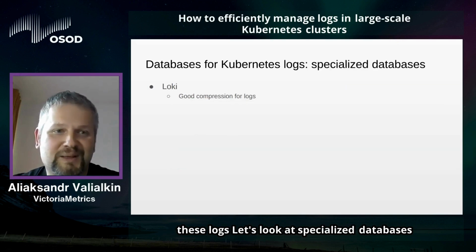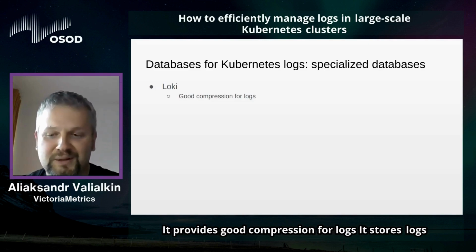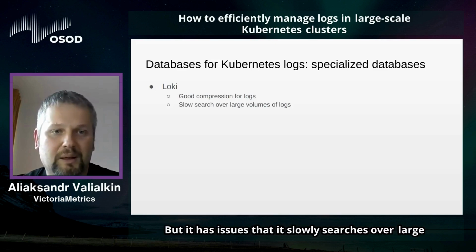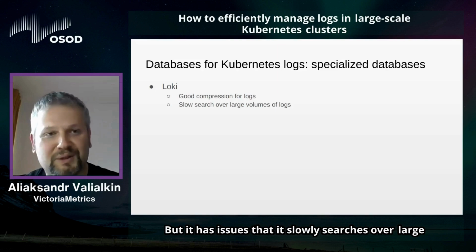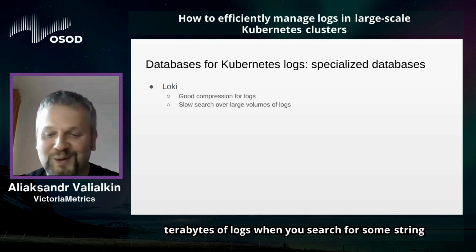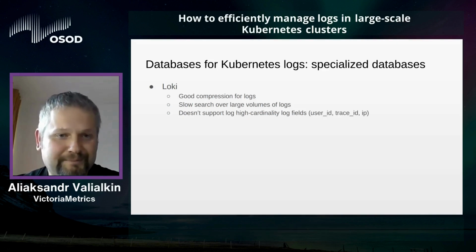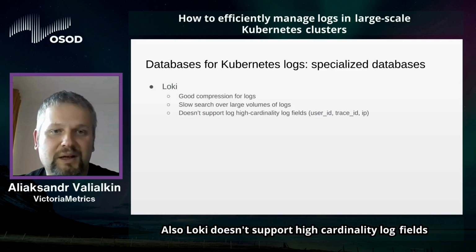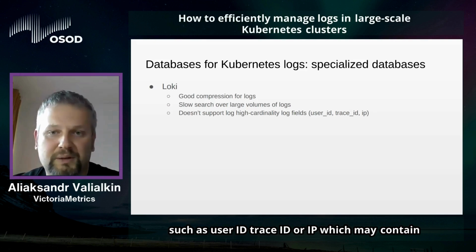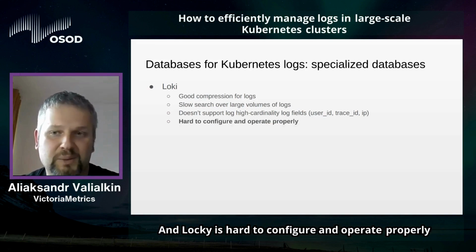Let's look at specialized databases. The first specialized database is Grafana Loki. It provides good compression for logs. It stores logs in compressed form on disk, but it has the issue that it searches slowly over large volumes of logs, because it needs to scan all the terabytes of logs when you search for some string in these logs, and this is not good. Also, Loki doesn't support high cardinality log fields such as user ID, trace ID, or IP, which may contain an unbounded number of unique values. And Loki is hard to configure and operate properly.